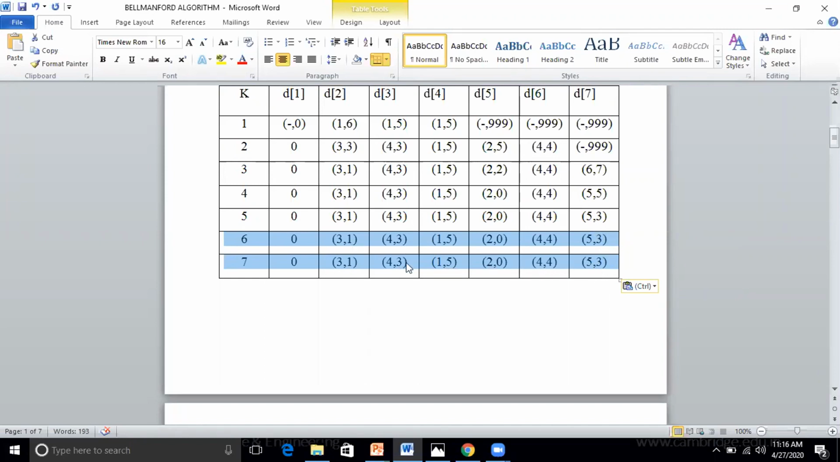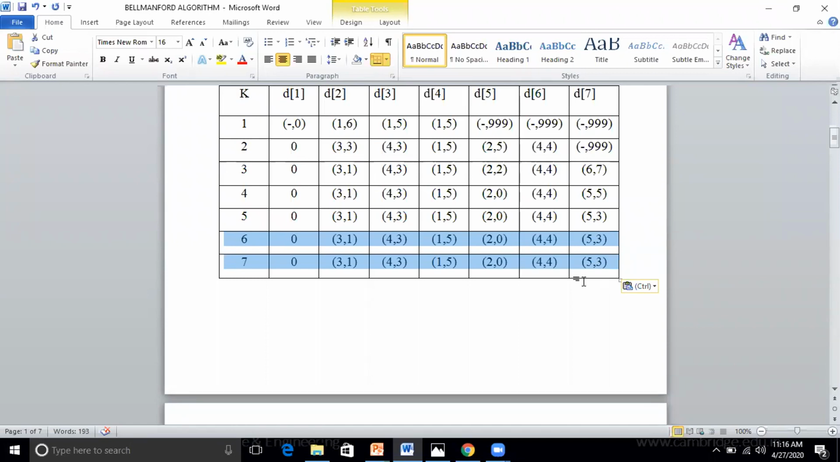You have to see the last iteration with the previous iteration only. If any one value is changed, then the graph has a negative cycle. Then we don't get a shortest path. No shortest path for that graph. We are stopping there. We are telling that we cannot find the shortest path for the graph because it has a negative cycle.